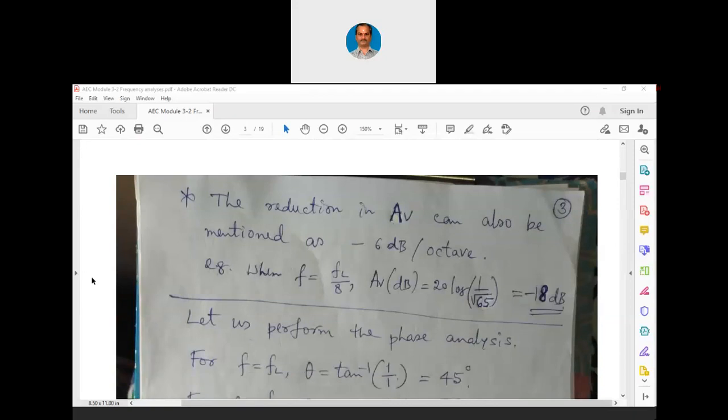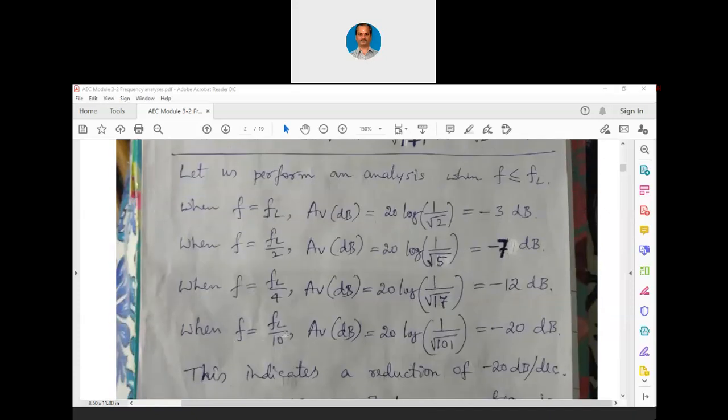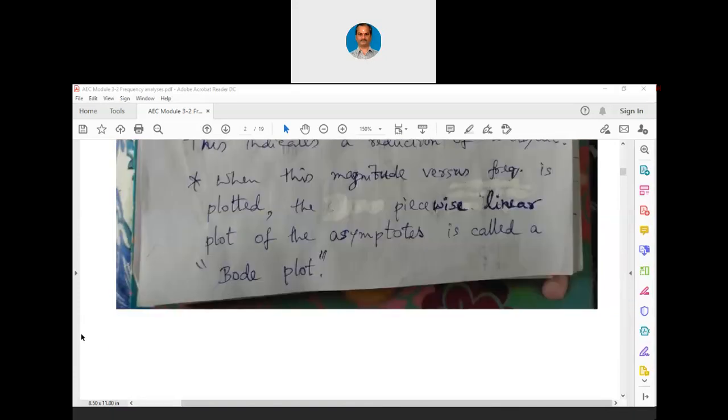The reduction in Av can also be mentioned as minus 6 dB per octave, because when f equals fL by 8, Av in dB is 20 log of 1 over root 65, that is about minus 18 dB. We can see here, when I say fL by 2, even though I have written it as 7 dB, only for this particular case I have rounded off the value. On an average, if we go fL by 2, fL by 4, fL by 8, we can always see that it is about 6 dB on an average.